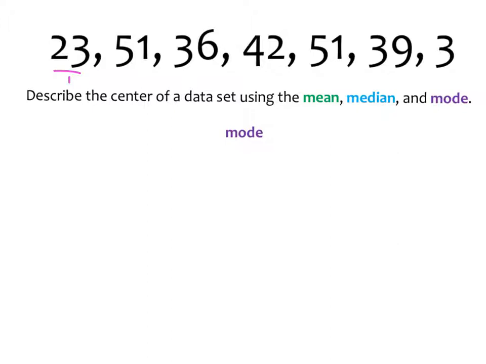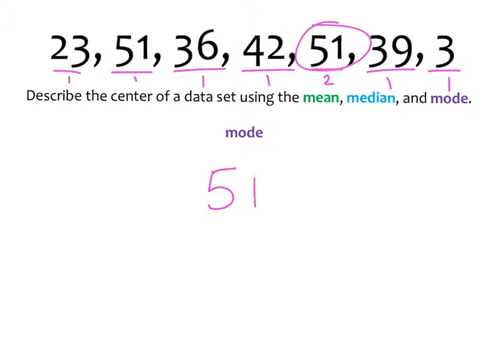Here's 1. What about the number 51? Oh, look, here it is again. So there are 2. The number 36 only shows once. 42 once, 39 once, 3 once. Which number has a 2 below it? The number 51. The mode is 51 because it's shown up twice, and that's more than any other number or value in the data set.